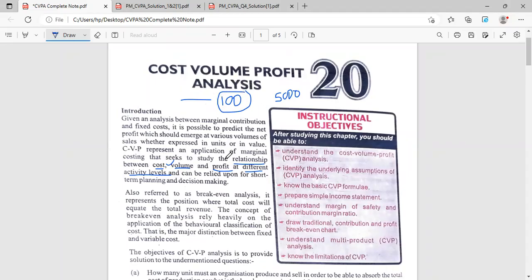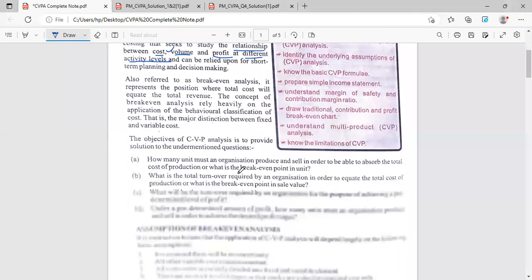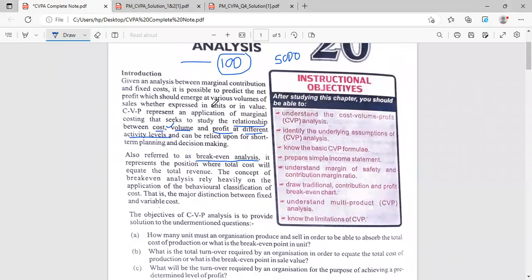Now, CVPA is basically centered on the word BEP. We call it break-even point. This is it here. Break-even point analysis. For us to carry out CVPA, which is cost, volume, profit analysis, we must understand the principle of break-even analysis, which is also the same thing as CVPA. In fact, CVPA is also known as break-even analysis. Are you with me? So break-even analysis is used to represent the position where total cost will equate what?